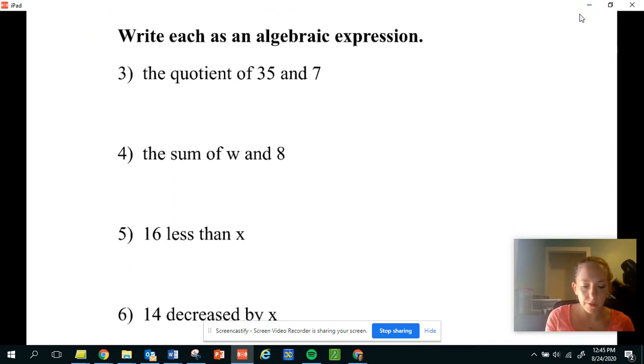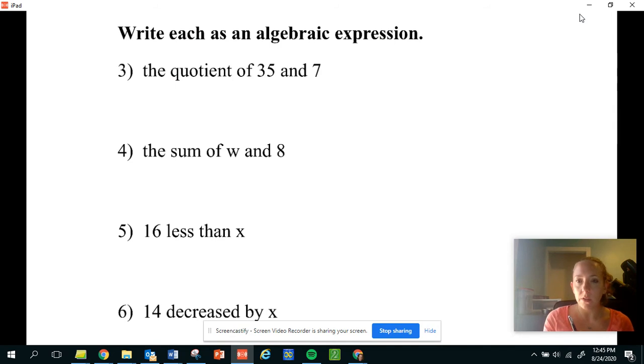So here are some examples where you're going to be writing an algebraic expression. So the quotient of 35 and 7, the quotient, that means divide. I'm going to try to get us in the habit of using a fraction bar when possible. In this case, the quotient of 35 and 7, we're going to put them in order. So it's 35 divided by 7. Technically, you can use the division symbol, but I like fraction bars better. The next one, the sum of W and 8, that's addition. So it's just W plus 8.